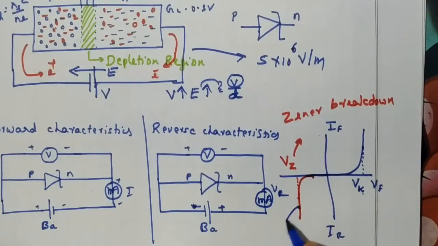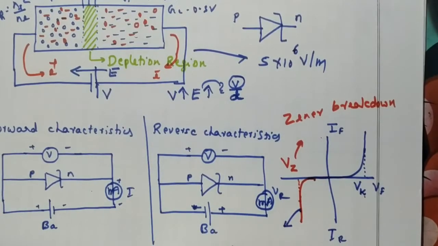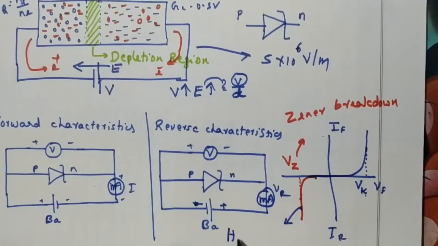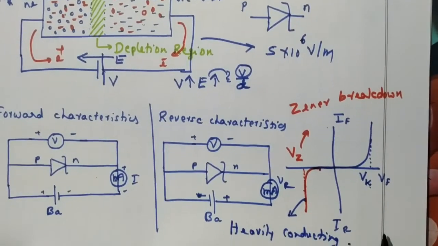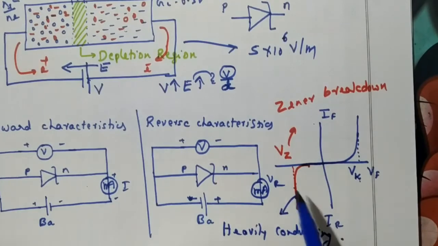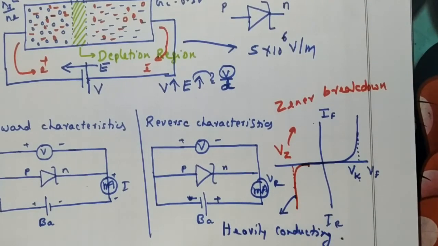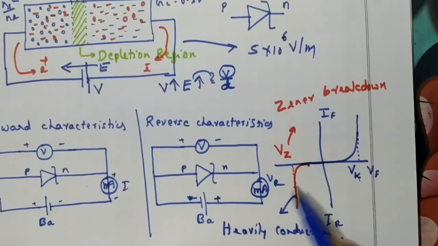And here the diode is said to be heavily conducting. But remember, in the case of an ordinary PN junction, if this occurs, it is called avalanche breakdown, where the diode spoils. But here the diode is not spoiled. The diode is said to be heavily conducting. So once it conducts heavily, the voltage across the diode is constant.